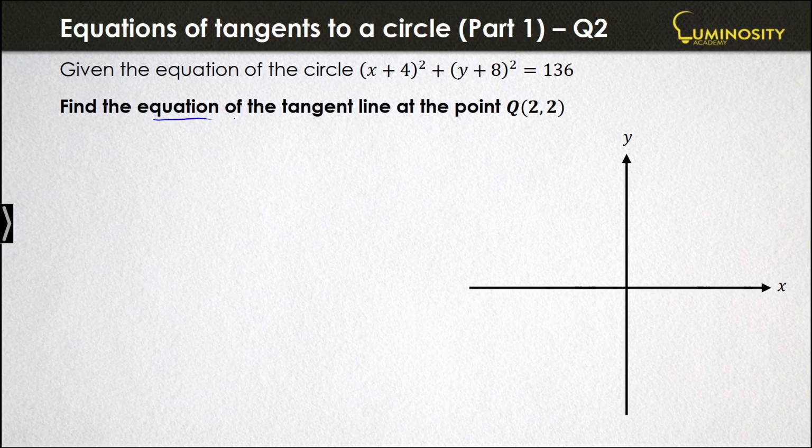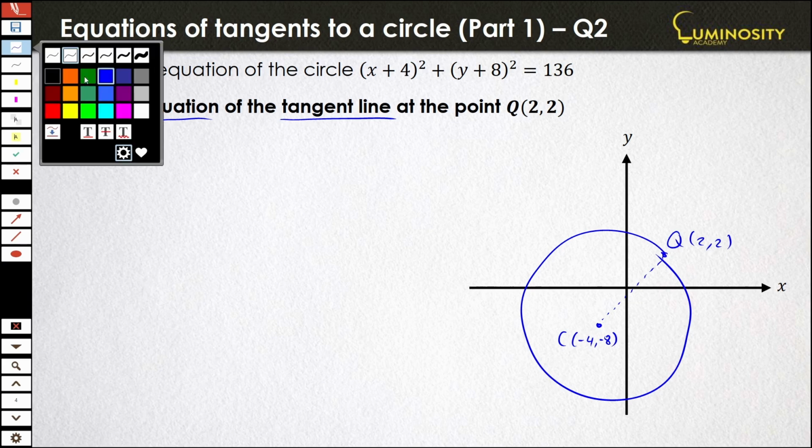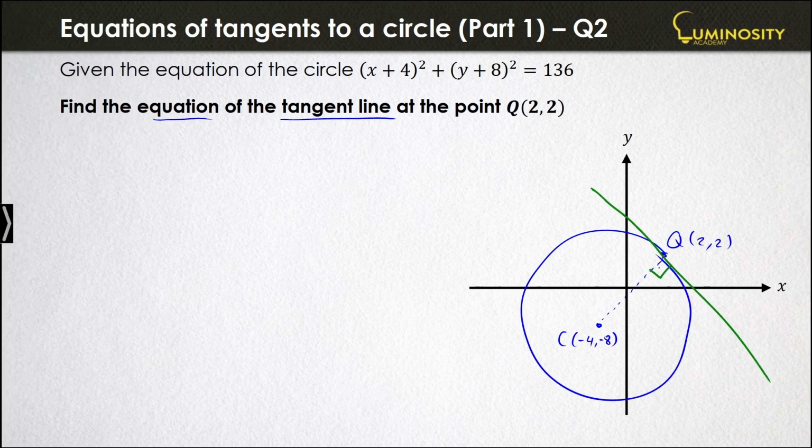Next, they want us to find the equation of the tangent line to that same point Q(2, 2). So again, if I draw that point (2, 2) there, the center C is (−4, −8), and we drew the radius line. So we want now the tangent line. The tangent line is going to look something like that. So based off of that, it looks like it's going to have a positive y-intercept and a negative gradient. So let's work it out.